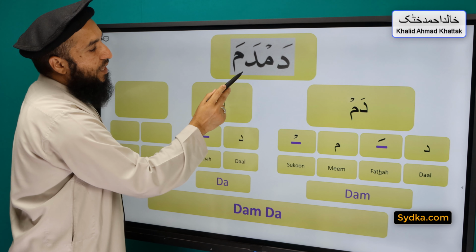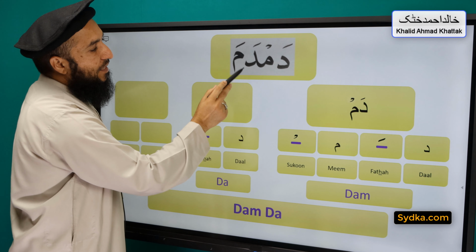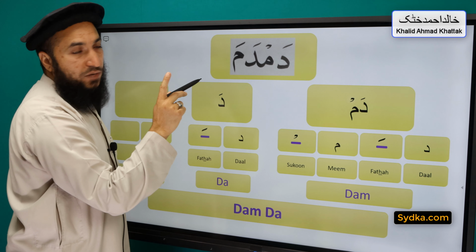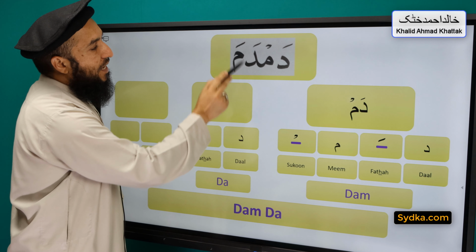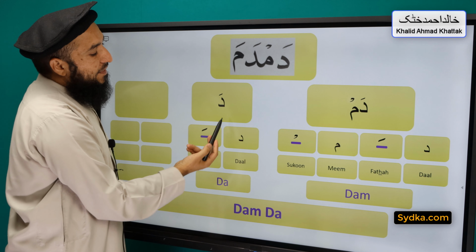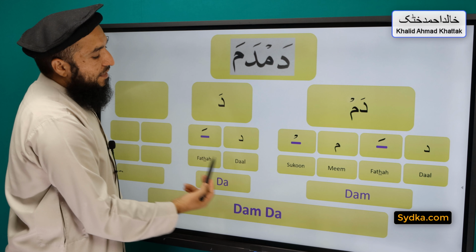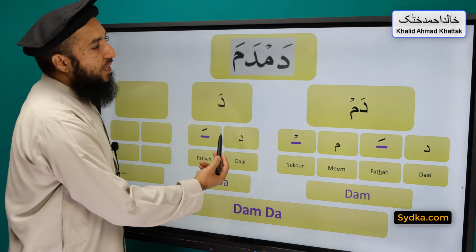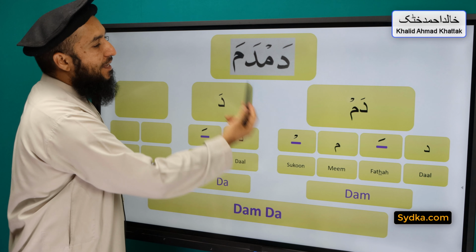The second syllable we have is dal fatha da. Dal is a light letter, it has fatha on top of it, and it is prolonged for 1 count. Dal fatha da. Combining these 2 syllables we have dam da.